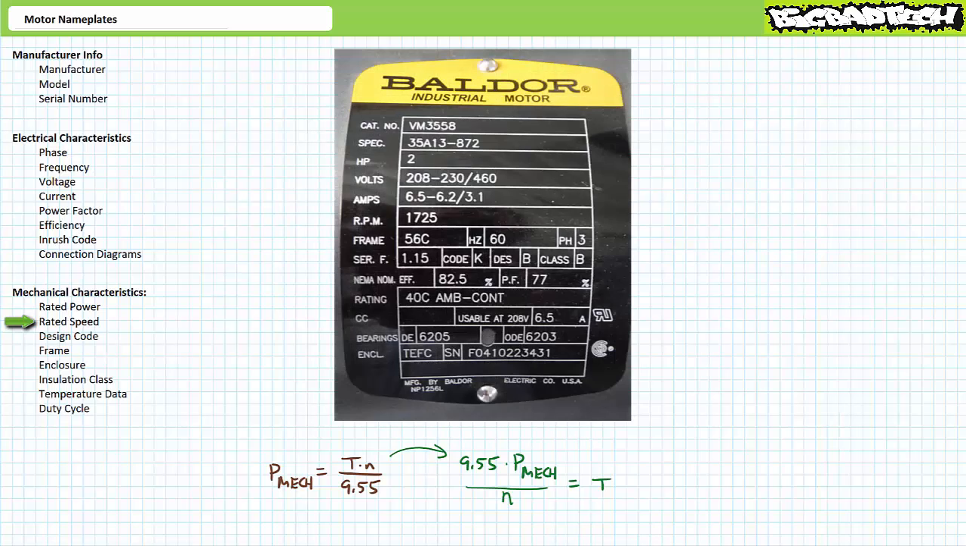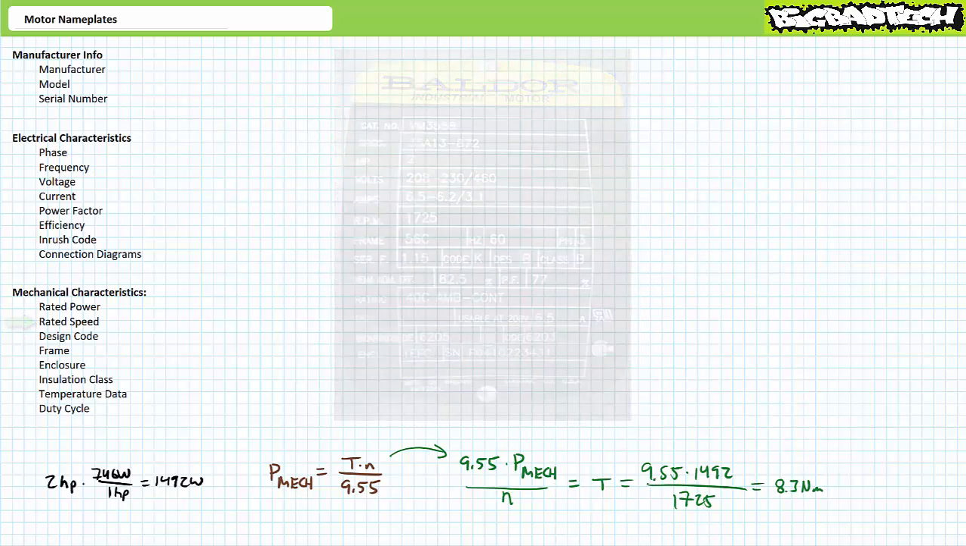Consider the previous 2 horsepower motor with a rated speed of 1725 RPM. A unit conversion demonstrates 2 horsepower is equal to 1,492 watts, or roughly 1.5 kilowatts. Substituting mechanical power in units of watts and rotational speed into our algebraic manipulation demonstrates this motor produces 8.3 newton meters of torque at the rated condition.